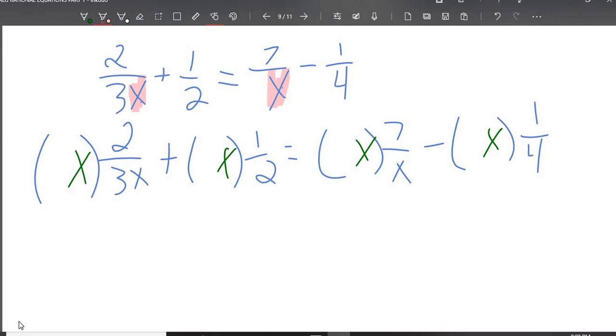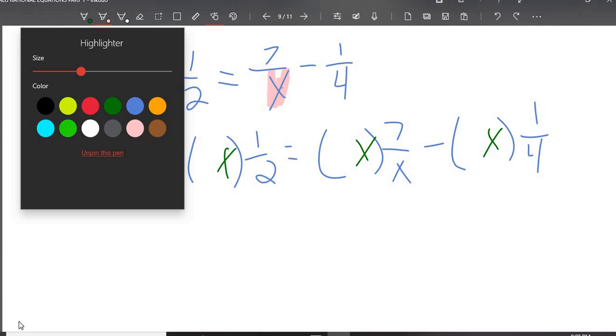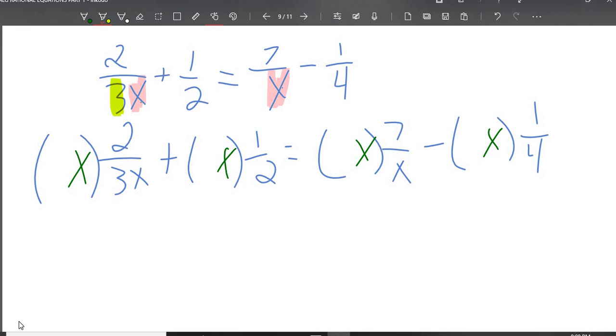There are 3 different numbers in the denominator: the 3, the 2, and the 4. I need the common multiple between the 3 and the 2 and the 4, which is 12.